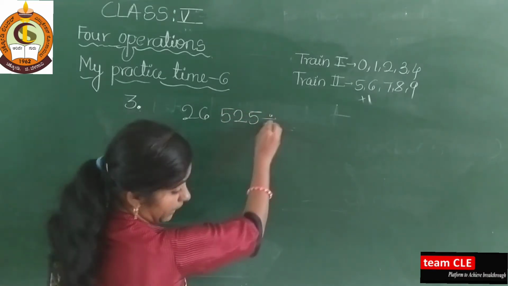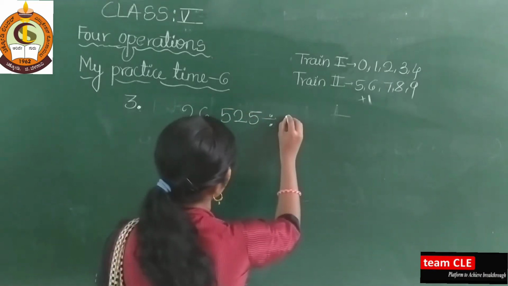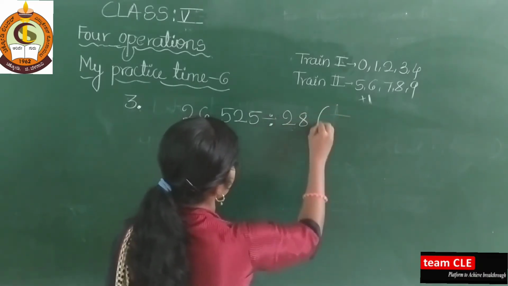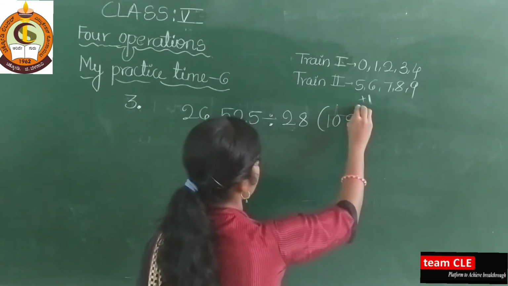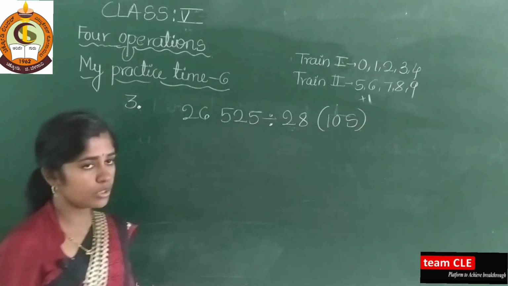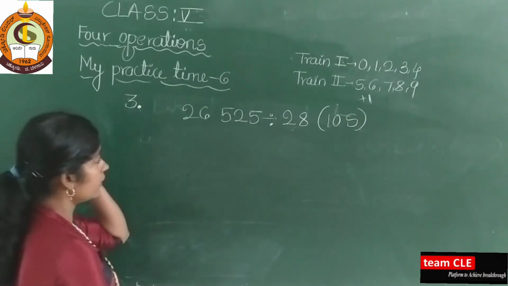26,525 divided by 28, and you need to round off to the nearest tens. We need to round off to the nearest tens. Okay, so see here what to do.